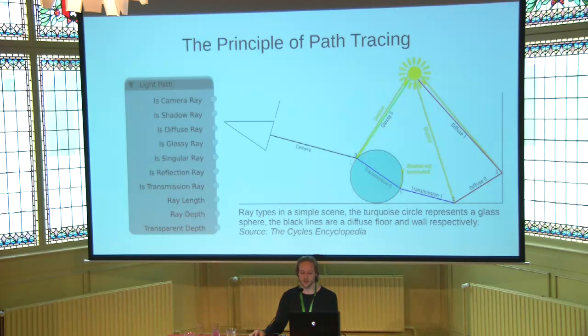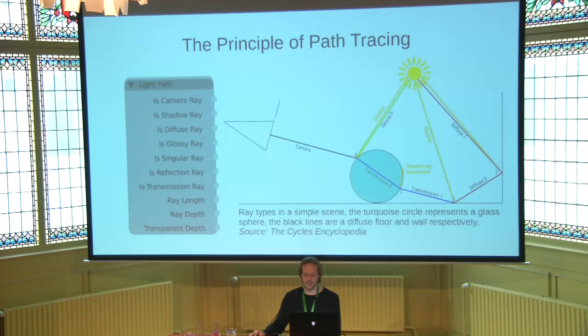So it hits an object over here. This is supposed to be a glass object, and that means at this point it has a chance to either become a transmission ray, which means it goes into the glass sphere, or it gets reflected directly, which means it goes away from the glass sphere. In this case, it would become a glossy ray, which you can see on this side. And of course, if it enters the glass sphere, it becomes a transmission ray.